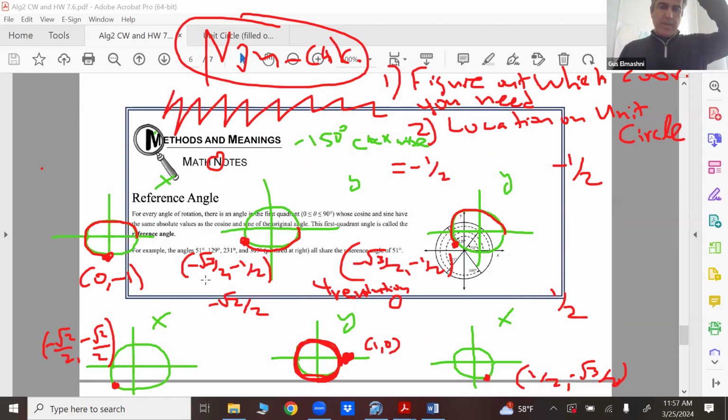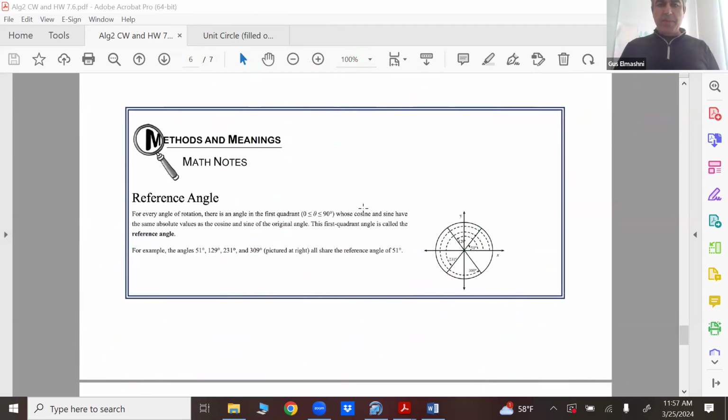Last thing we're going to talk about is reference angles. A reference angle is basically an acute angle in the first quadrant that you use as a reference for other angles. Like 129, the reference angle is 51 because it's 51 degrees away from the x-axis. Or 231, also a reference of 51, because it's 51 degrees away from the x-axis, or 309 is 51 degrees away from the x-axis.